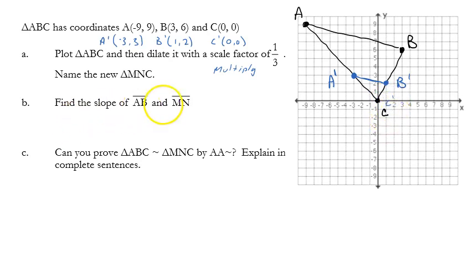Part B is asking us to find the slope of segment AB and then the slope of segment MN. AB, we're going 1, 2, 3 down. That's a -3 rise. And then a 1, 2, 3, 4, 5, 6, 7, 8, 9, 10, 11, 12 run. It's to the right, so it's positive. So it's -3 over 12. That simplifies to -1/4.